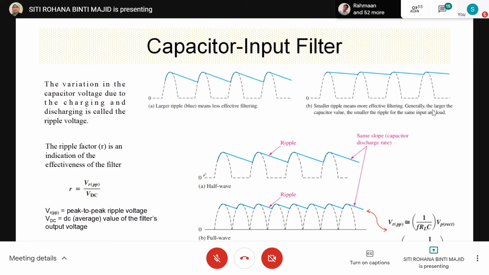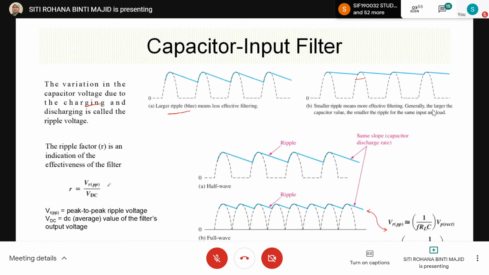Okay, so we can see the variation in the capacitor voltage, which is due to the charging. The charging is from V input, and the discharging comes from the load, which will create a ripple voltage here. So a large ripple voltage means a less effective filtering process, but a small ripple voltage means the filter functions better.